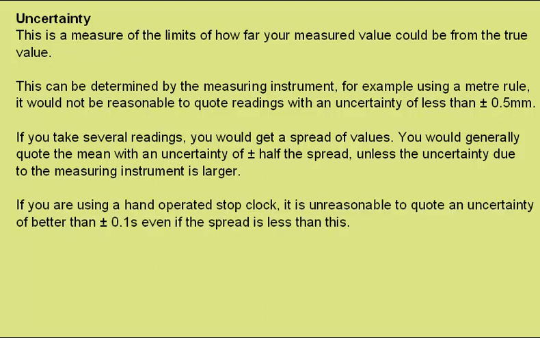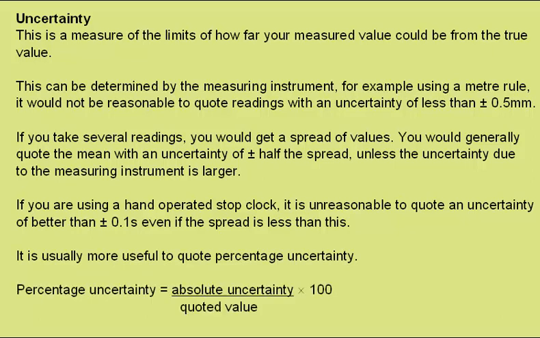If you're using a hand-operated stop clock, it's unreasonable to quote an uncertainty of better than plus or minus 0.1 of a second, even if the spread is less than this. It's usually more useful to quote percentage uncertainty, and percentage uncertainty is found from the absolute uncertainty divided by the quoted value multiplied by 100.